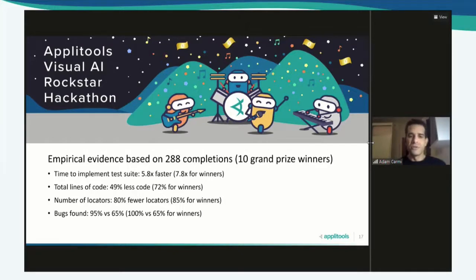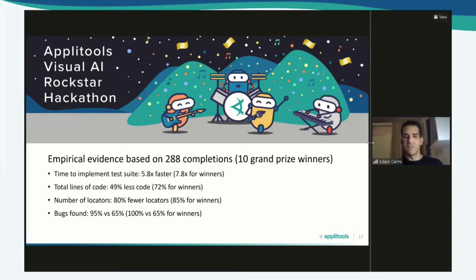Now, I'd like to support my claims with some empirical data that was collected from the 288 completions of the Applitools Visual AI Rockstar Hackathon that we conducted earlier this year. In this hackathon, we asked a group of test automation professionals to implement a set of UI tests for buggy web applications, first using the traditional approach and then using Visual AI. Here are the results that were found.